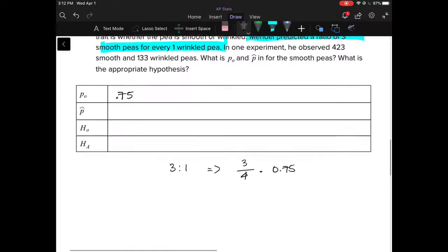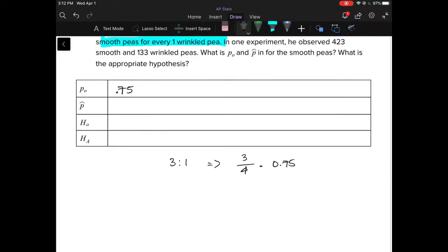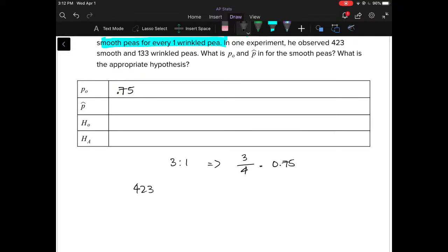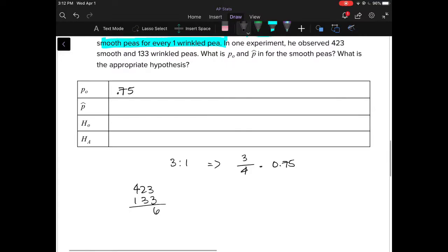P hat comes from the sample. This is what he actually discovered. So in his experiment, he had a total of, so we have to add these up, 423 plus 133 is 556. And of those, 423 were smooth. So if I put this into my calculator, 423 divided by 556, I get 0.76. So P hat is 0.76.